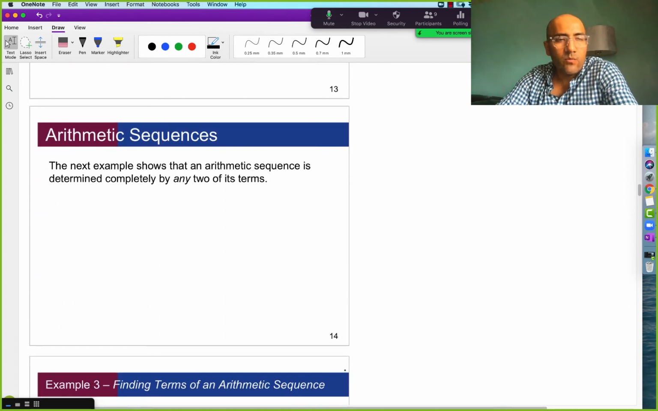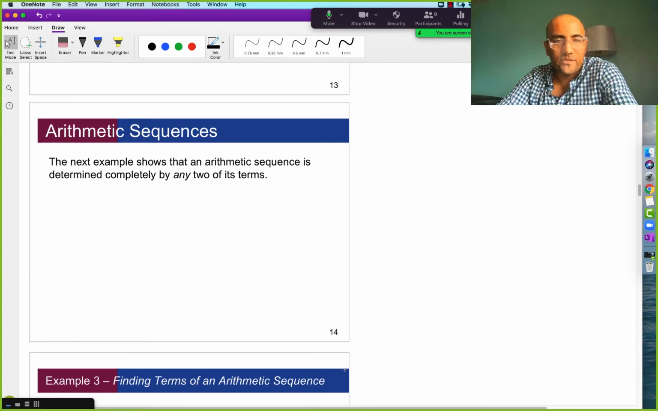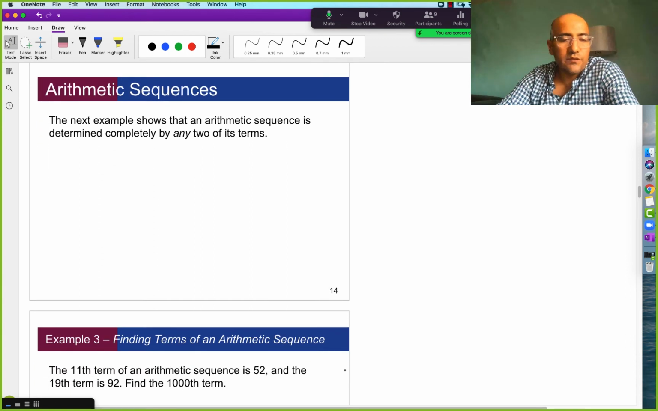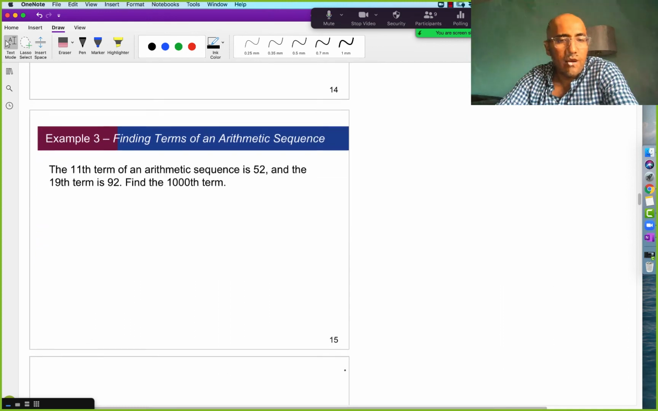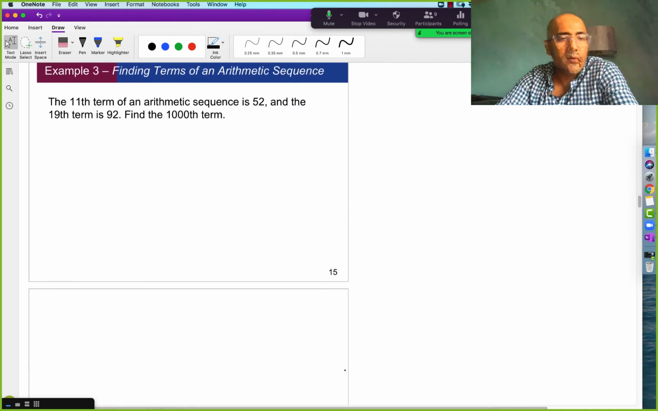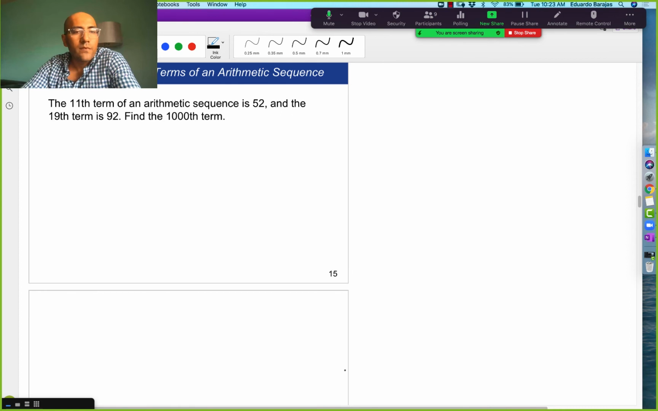Okay, but what if they don't give us 2 consecutive terms? They don't give us the first 2 terms. They just give us any 2 terms. Now the questions get a little bit more fun. So here's another example. The 11th term of an arithmetic sequence is 52, and the 19th term of the sequence is 92. Find the 1000th term.